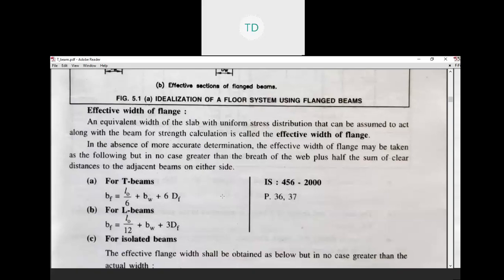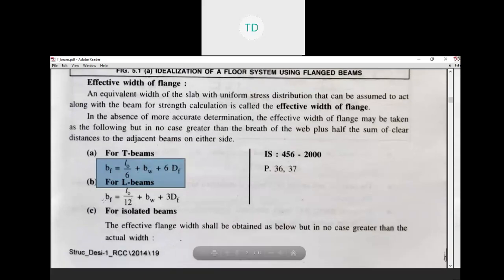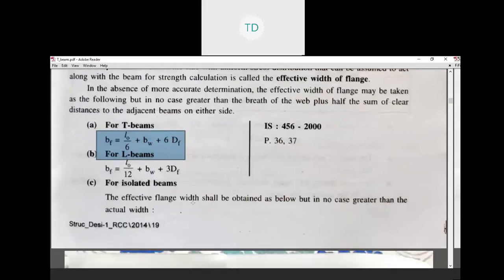In the absence of more accurate dimensions, the effective width of flange may be taken as the following, but in no case greater than the width of the web plus half the sum of clear distances to the adjacent beams on either side. For T-beam, the equation is BF is equal to L0 divided by 6 plus BW plus 6DF. Similarly, for L-beam, BF is equal to L0 divided by 12 plus BW plus 3DF.